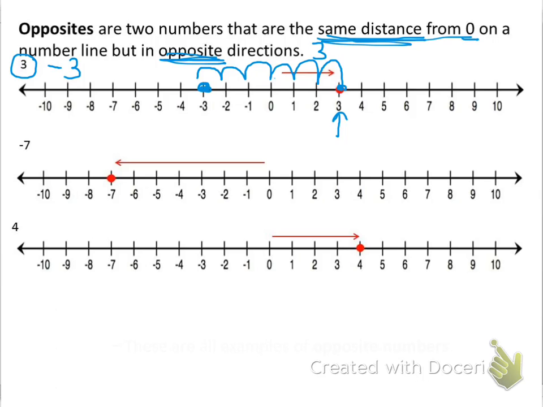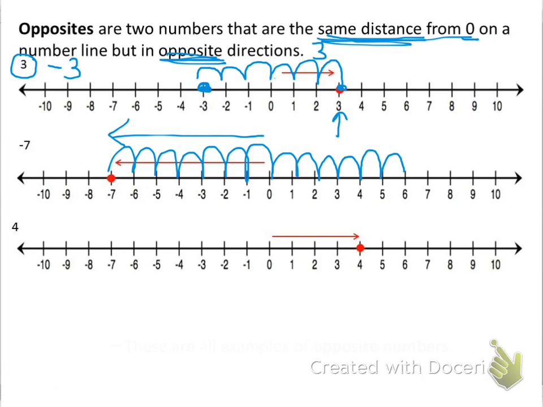Okay, let's do the same with negative 7. Negative 7 is 1, 2, 3, 4, 5, 6, 7 spaces from 0. And it's going this way. So now we need to go in the opposite direction and see what number is 7 spaces from 0. 1, 2, 3, 4, 5, 6, 7. The number that is 7 spaces from 0 is positive 7.